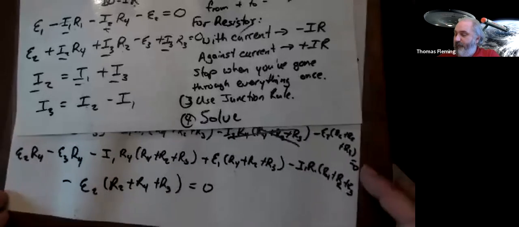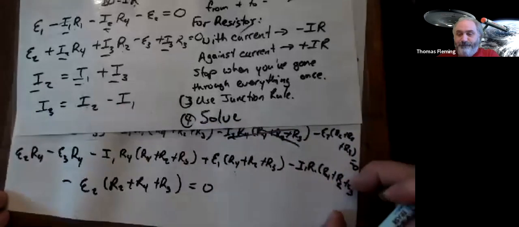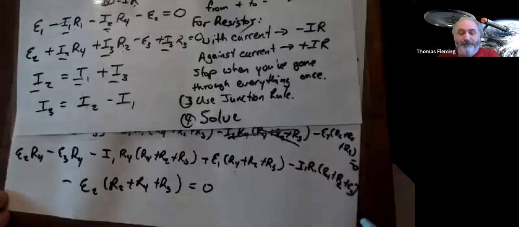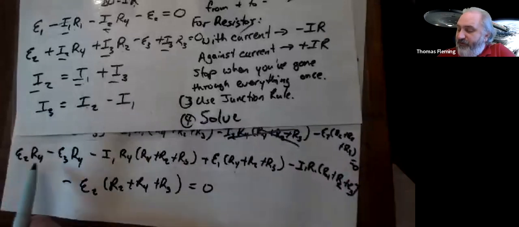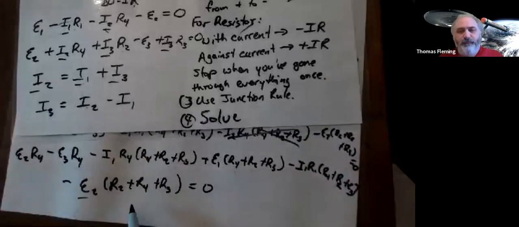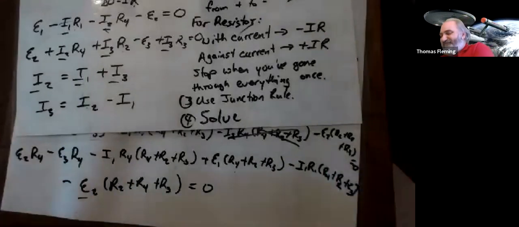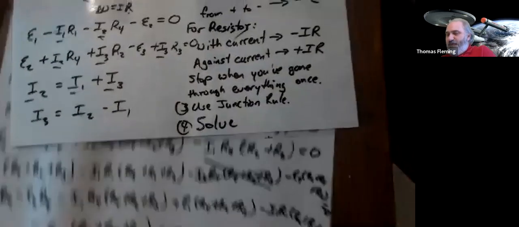This looks terrible, right? But it's not that bad, because remember, those are just numbers. The only variables are this and this. So when I go to get them by themselves, all I have to do is take all the variable stuff, move it to one side of the equation, and leave all the constants on the other side.